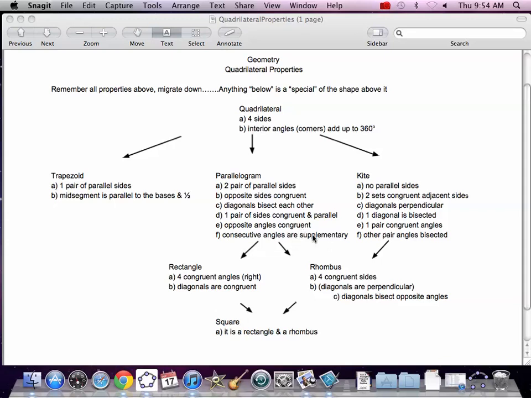And then consecutive angles are supplementary. We can do that. We can make a 180 kind of thing. It's just lining them up again with the angles. So we are going to construct opposite sides congruent.